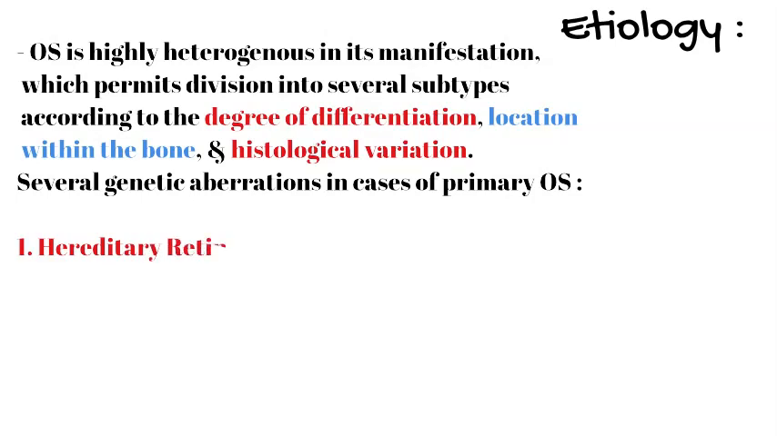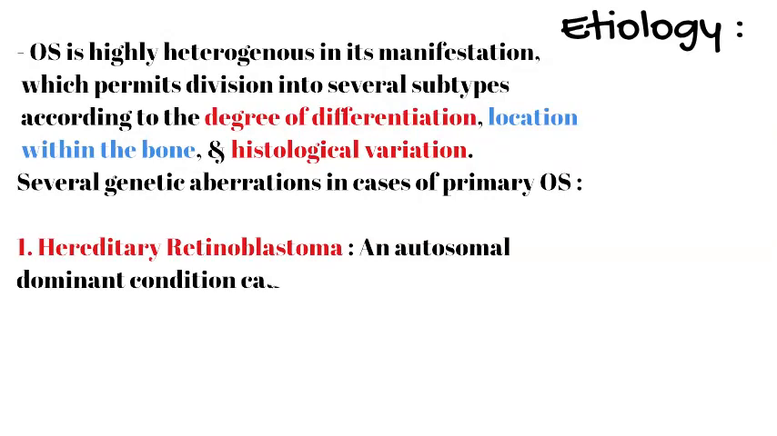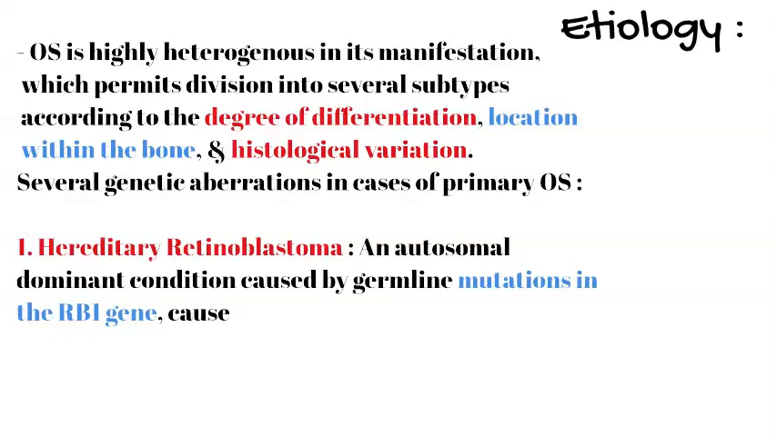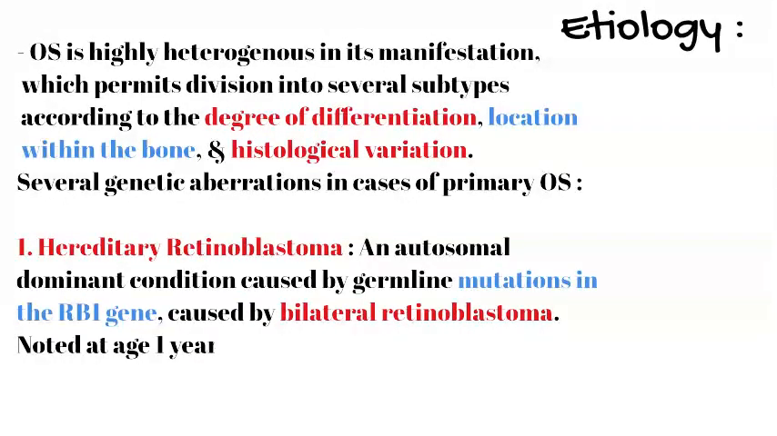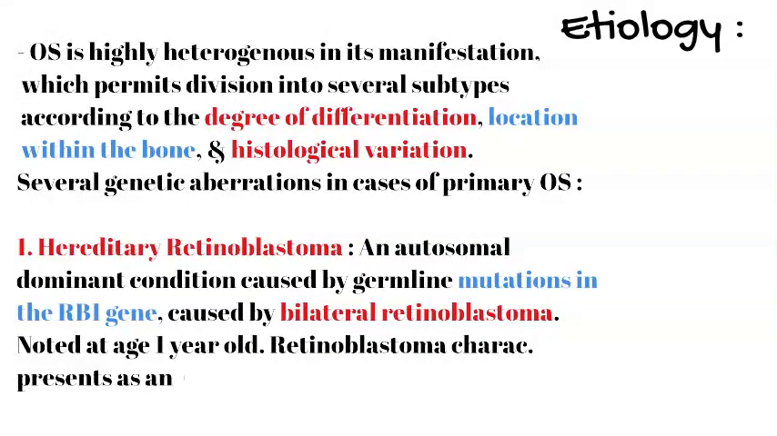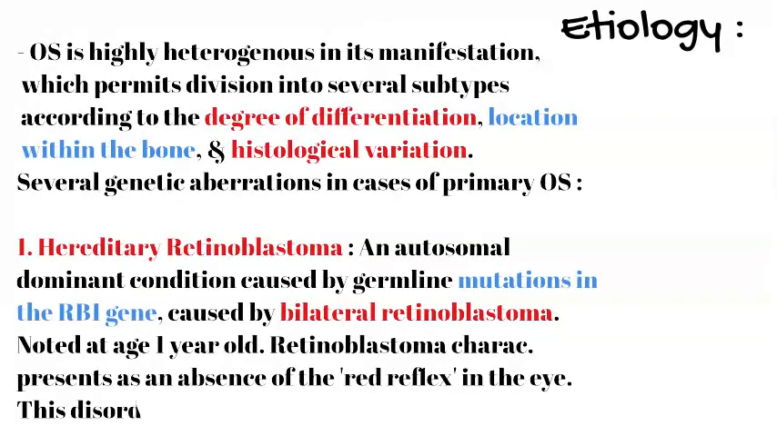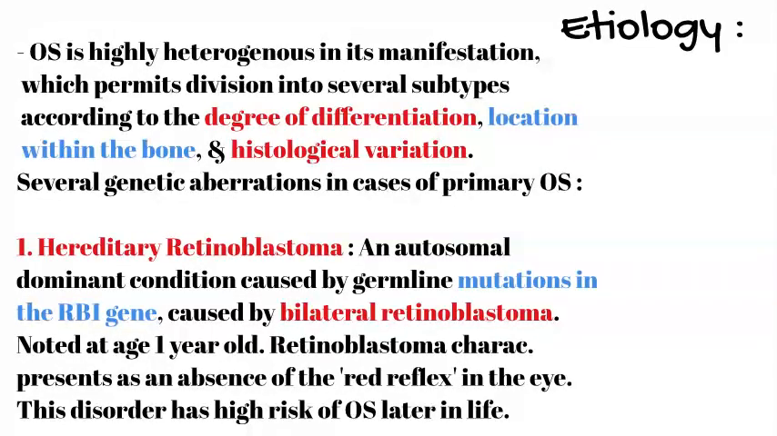Number 1. Hereditary retinoblastoma, an autosomal dominant condition caused by germline mutations in the RB1 gene, caused by bilateral retinoblastoma. Noted at the age of 1 year old, retinoblastoma presents with an absence of the red reflex in the eye. This disorder has a high risk of osteosarcoma later in life.